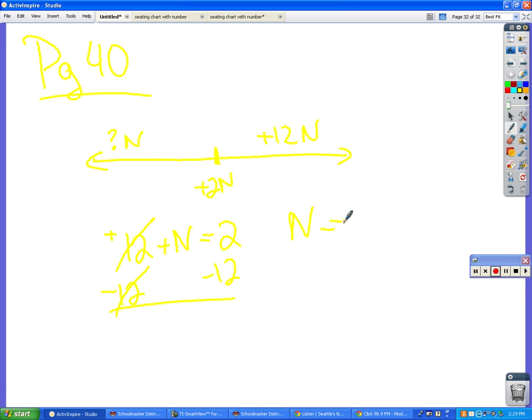How do I figure out what 2 take away 12 is? Blaine already said it, he said add a negative. So this is really like 2 plus a negative 12. So are the signs the same or different? Different, so I subtract. What's 12 take away 2? 10. Is it a positive 10 or negative 10? Negative. Why? Because the 12 is bigger than 2, so this is going to be negative.